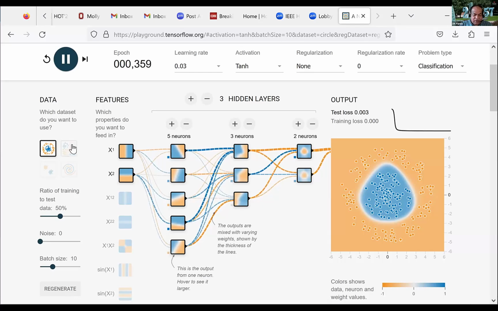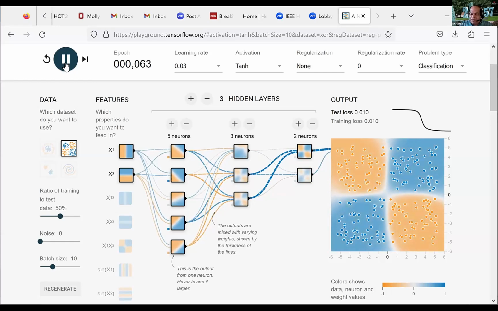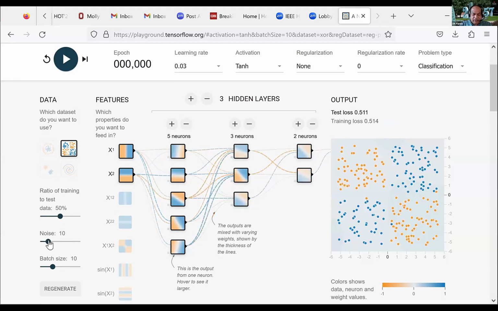We can also try similar things for different data sets. We can see orange and blue. And then it is also giving a lot of these things we'll be trying to learn, like learning rate, activation, regularization. We can introduce noise here, different kinds of batch sizes. So these are the terminologies we need for training, and that's what we'll go down and take a look at.